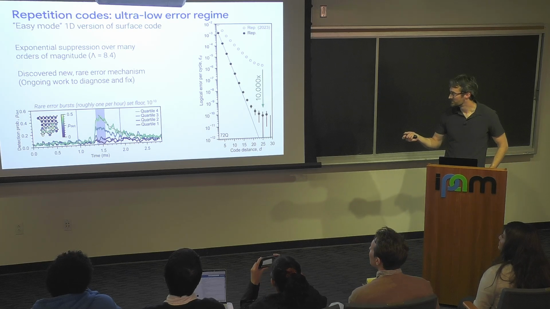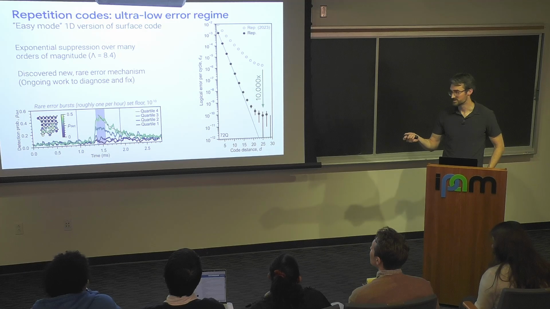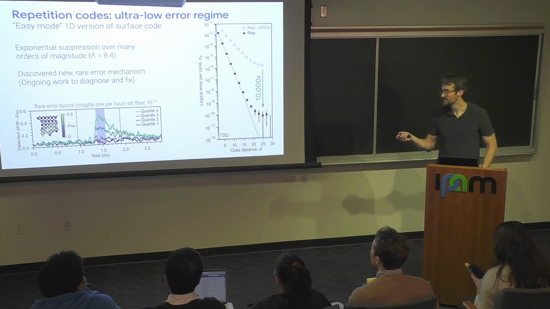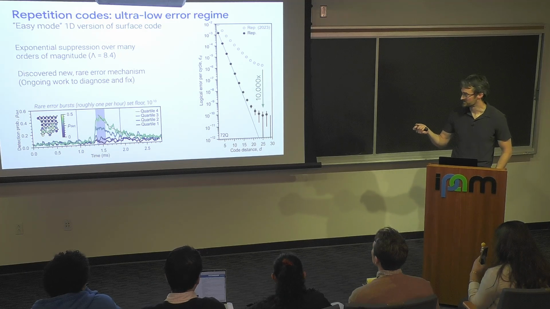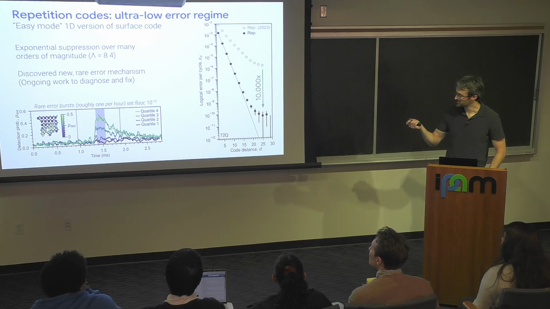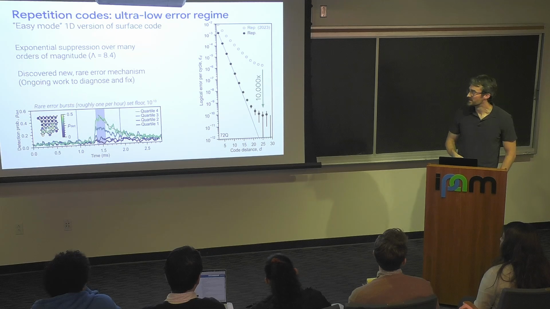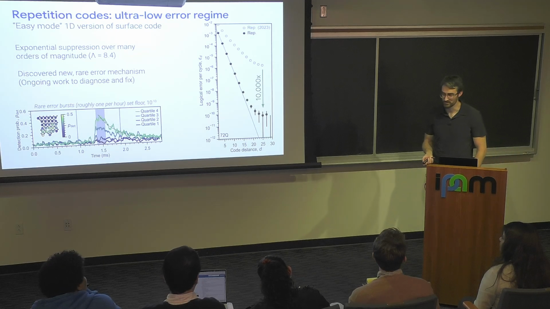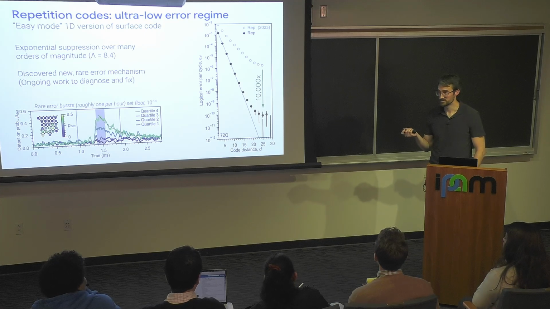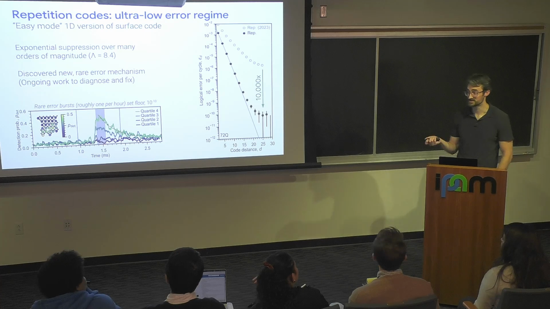So we got a lot lower error rates. This is now 10 to the minus 10. This is 10,000x or 4 orders of magnitude lower than the previous noise floor. But it's there. We're not yet sure what it is. We're working on it. These are quite hard to diagnose. This is about 1 event per hour. So it takes a lot of time to even see these errors. But it's kind of cool.